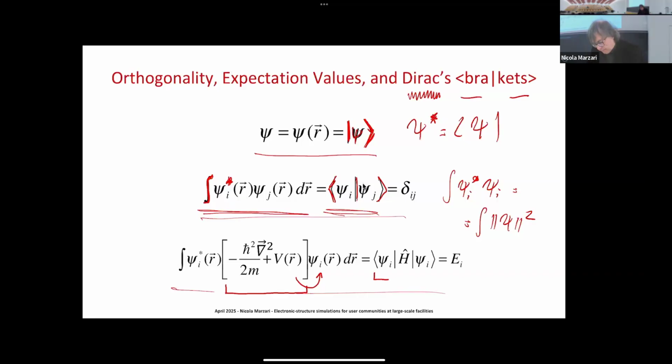And so what I get from this is actually the value of the energy of this electron. So this Dirac bracket between the wave function, the operator, and the wave function itself, in this case where the operator is the Hamiltonian, gives me the energy of that particle. So we call it an expectation value.